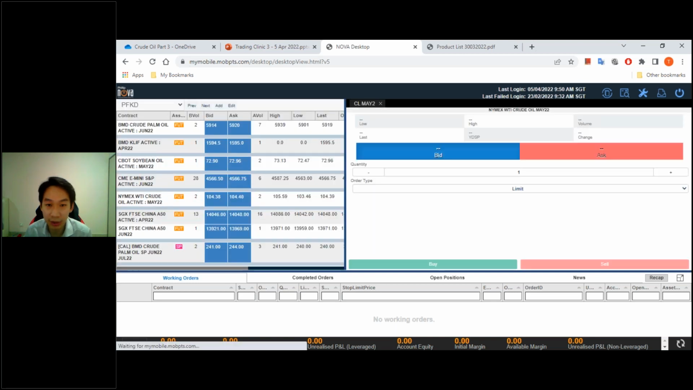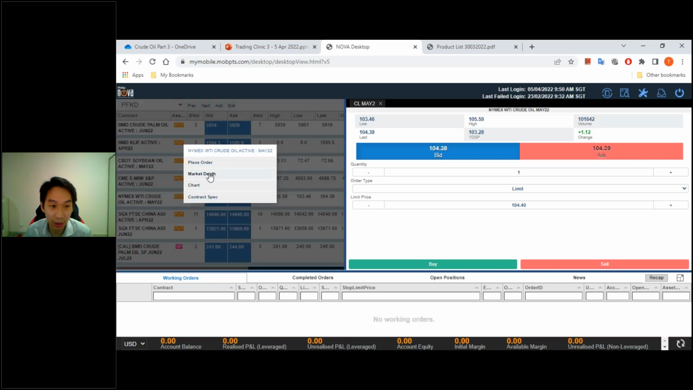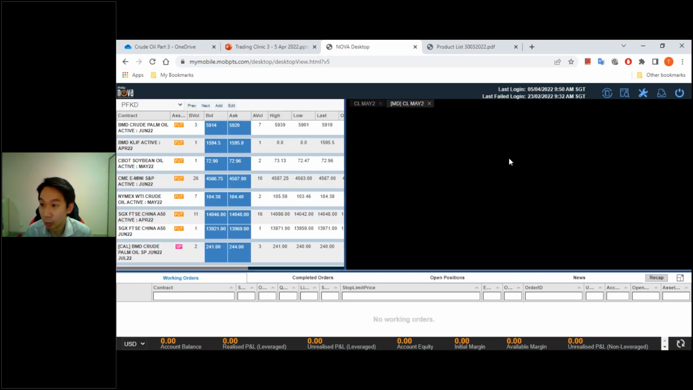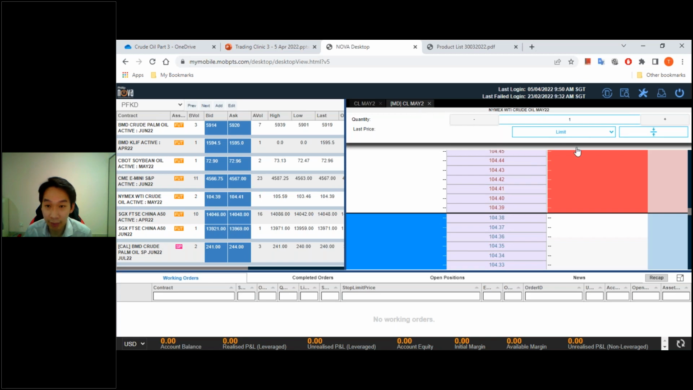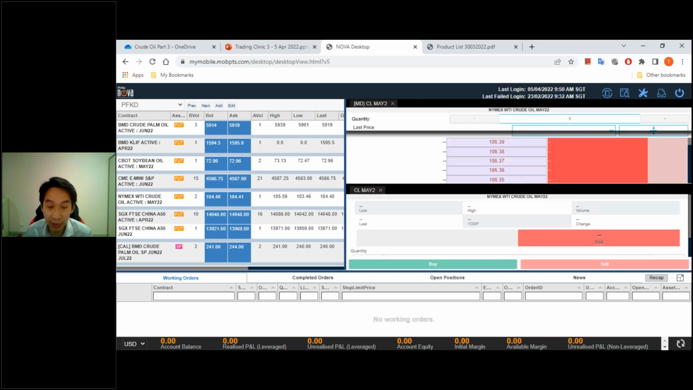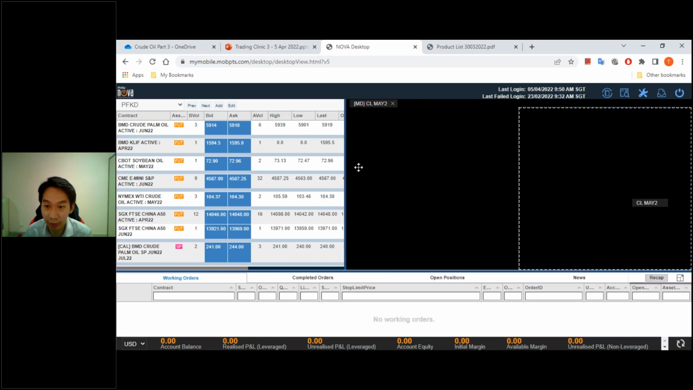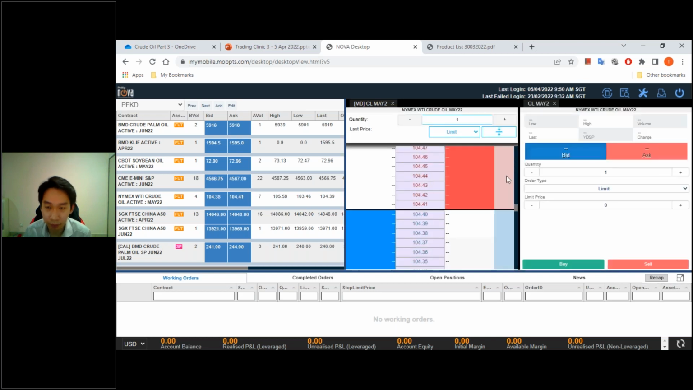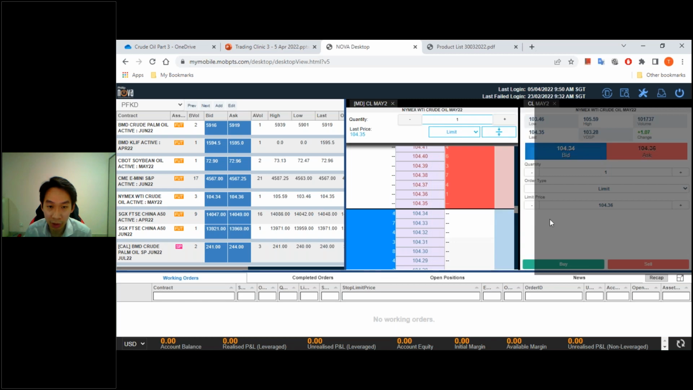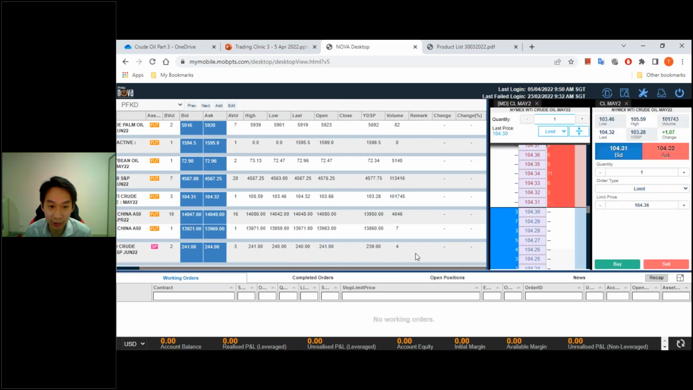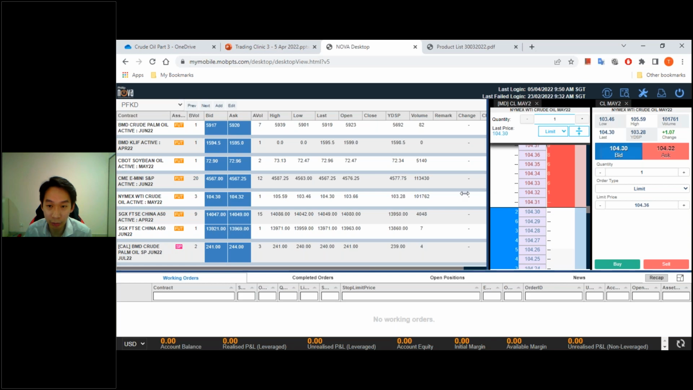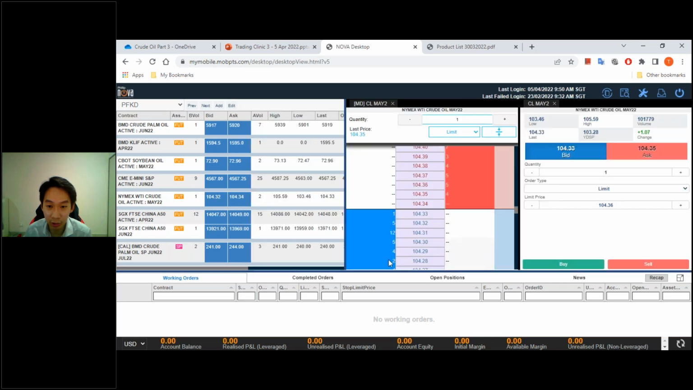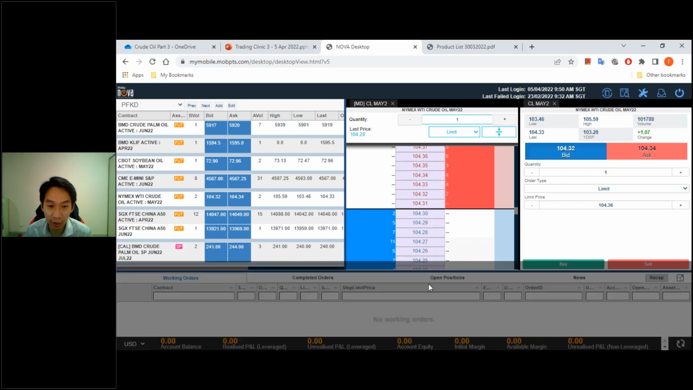Place order means an order ticket like this will appear. If you click on market depth, you will see the market depth, which basically shows how many buyers and sellers are on each side. This panel is flexible. You can move it left or right, side by side, and all these panels are adjustable. If you want to see more information, you can drag it bigger. If you don't want so much information, you just drag it back, smaller, accordingly.